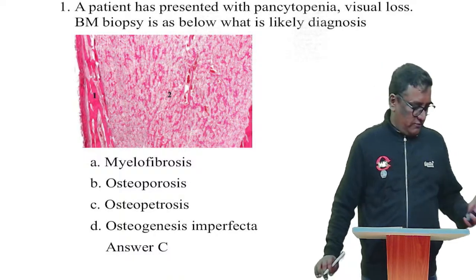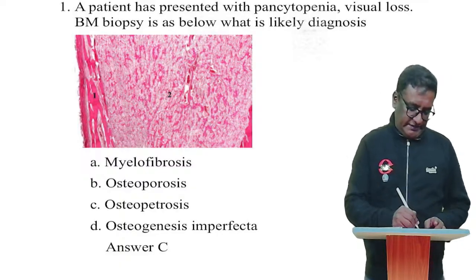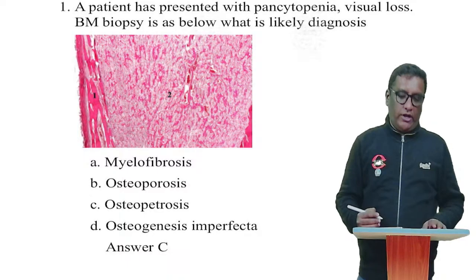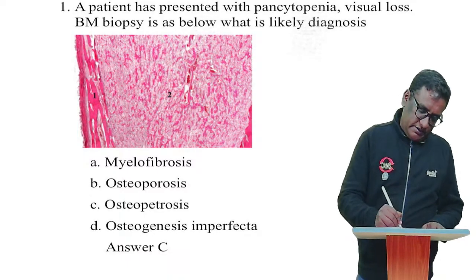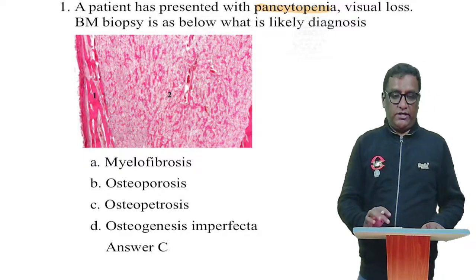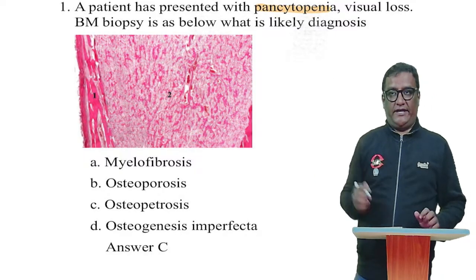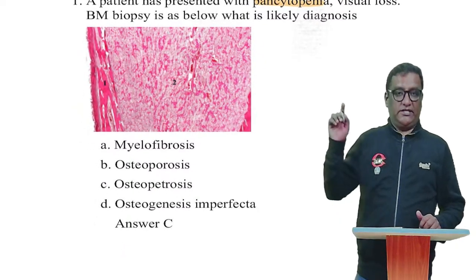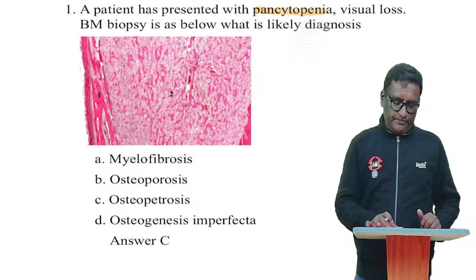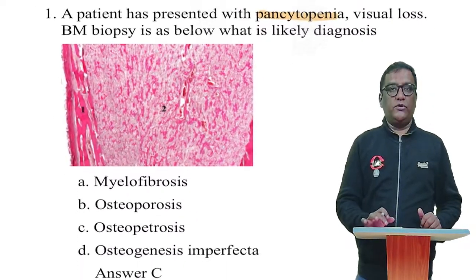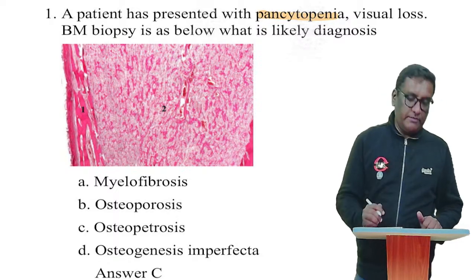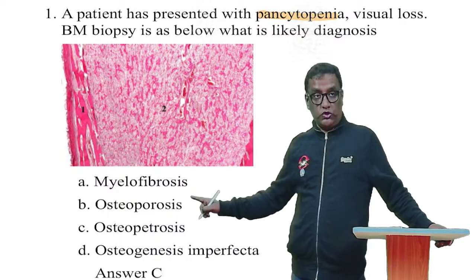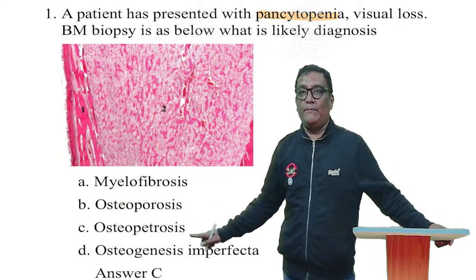Okay, so question number one. So let us look at this question. Question one, a patient presented with pancytopenia, visual loss. So the patient has presented with pancytopenia, that is the history given to us, and there is a visual loss that has been given to us. Bone marrow biopsy is as given below. What is the likely diagnosis? So options are myelofibrosis, osteoporosis, osteopetrosis, osteogenesis imperfecta.